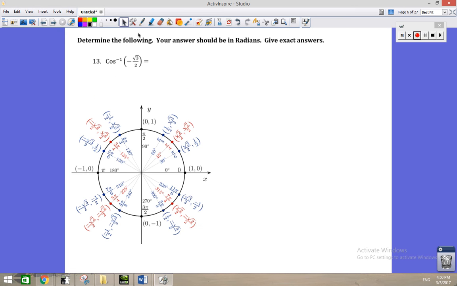So for the inverse cosine, we use the upper half of the unit circle. We're looking for an x-coordinate that is negative radical 3/2, and we find it here at 5pi/6.